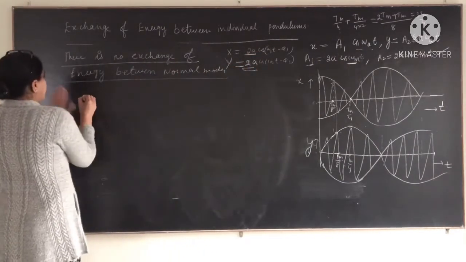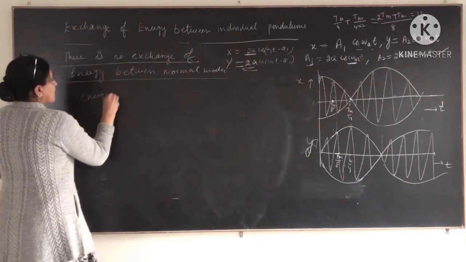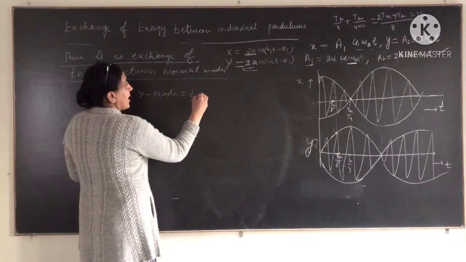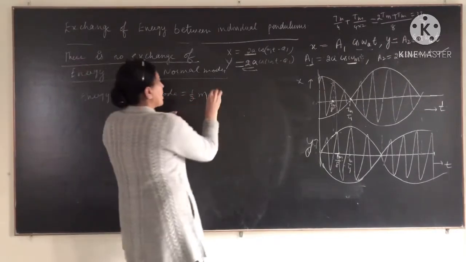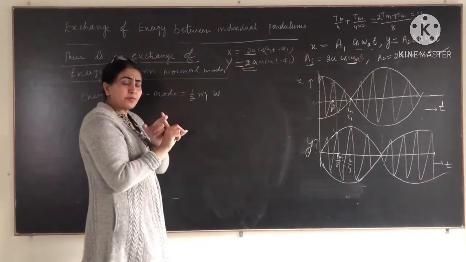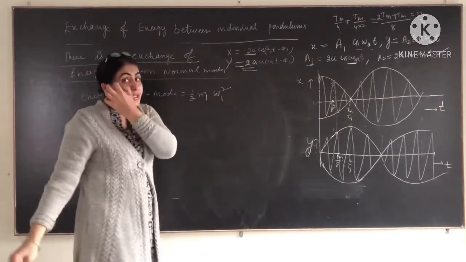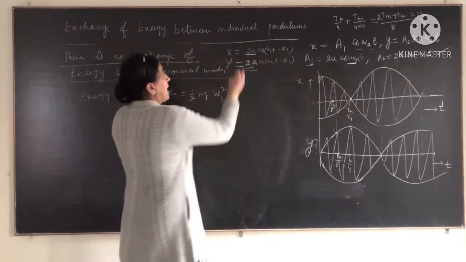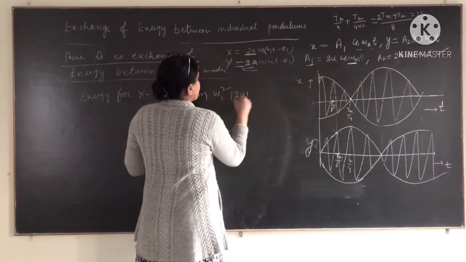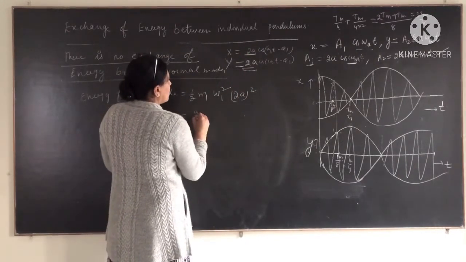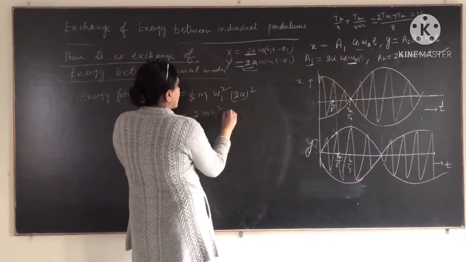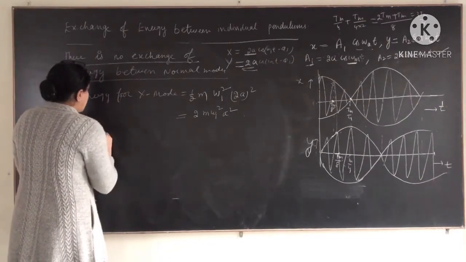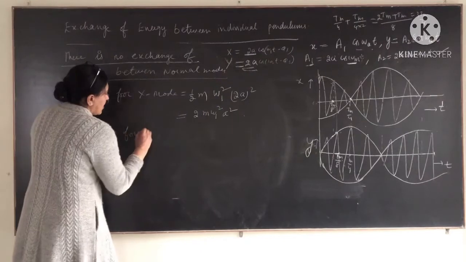So energy for X mode is equal to half m omega square times amplitude square. Can I write half m omega for in phase mode? Omega is omega 1. Omega 1 is equal to under root g over l. We know omega 1 square into amplitude square, that is equal to 2a square. So this will become 2m omega 1 square a square. Clear? And energy for Y mode.